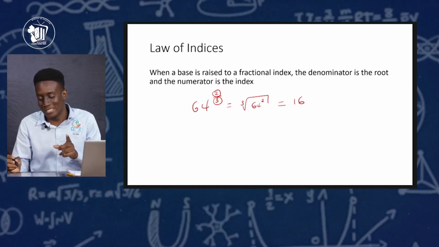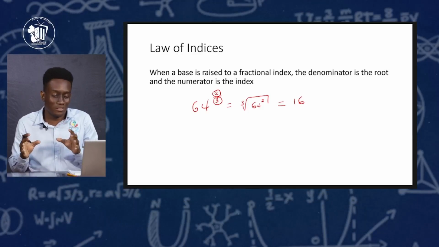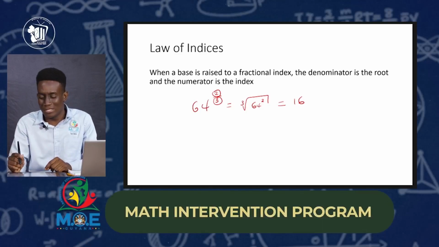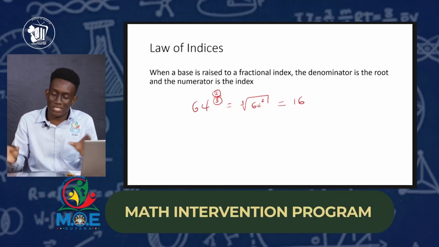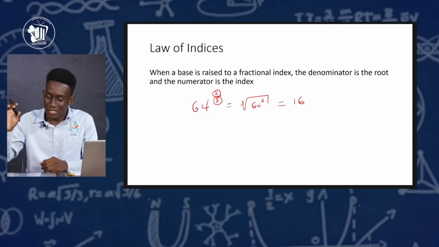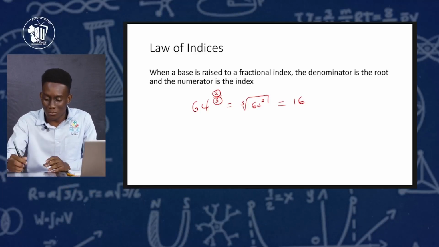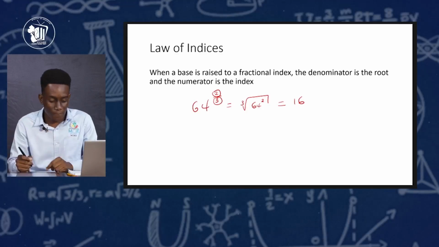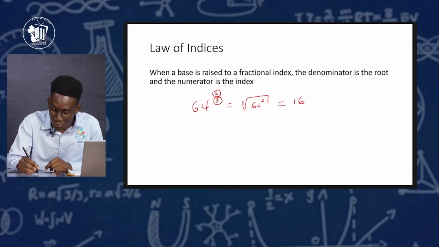But the thing is, we can also punch in our calculator 64 raised to the 2 over 3 power. And then we'll get the same answer as 16. So either one will work. But this is what this law is saying. The denominator goes in the root part and the numerator is the power. So let's look at another one.